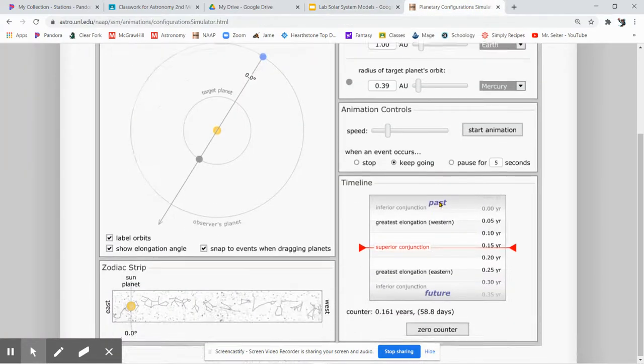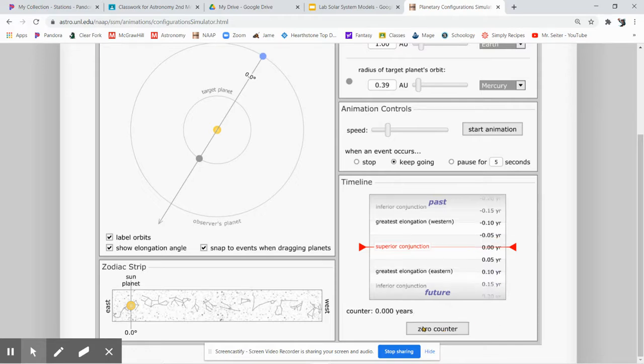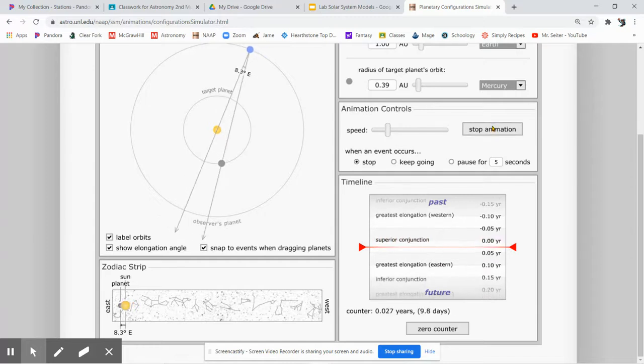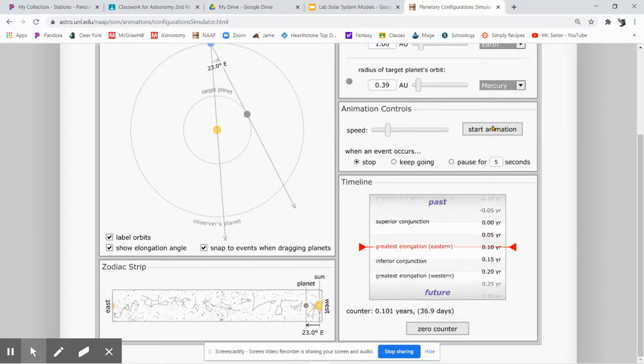All right, so we're going to do that. Zero this counter. Here it is right here in years. All right, and let's stop. When it comes to one of these, you'll see what happens now. I hit stop. So when it gets to greatest elongation, it'll stop. Notice the years and the days down there.